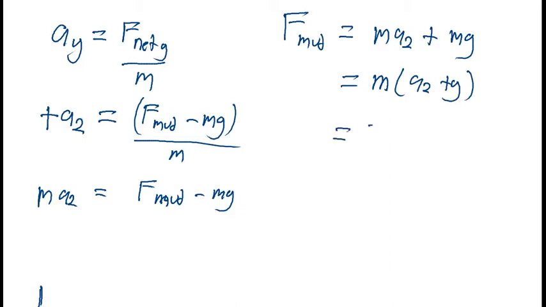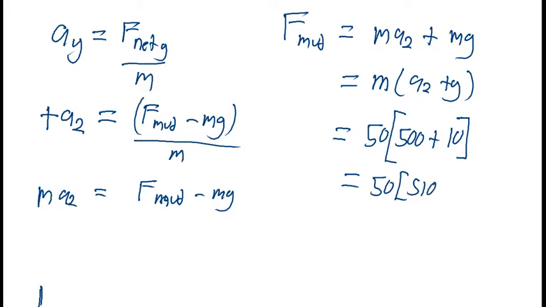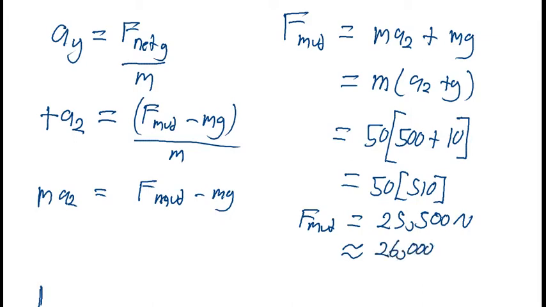So for our particular problem, the person had a mass of 50 kilograms. We found the acceleration from the first part of the problem to be 500 meters per second squared, plus the acceleration due to gravity, which is 10 approximately. So this is 50 times 510, and so that equals 25,500 newtons. So that's the force that the mud exerts on the person, and we could round that to approximately 26,000 newtons.